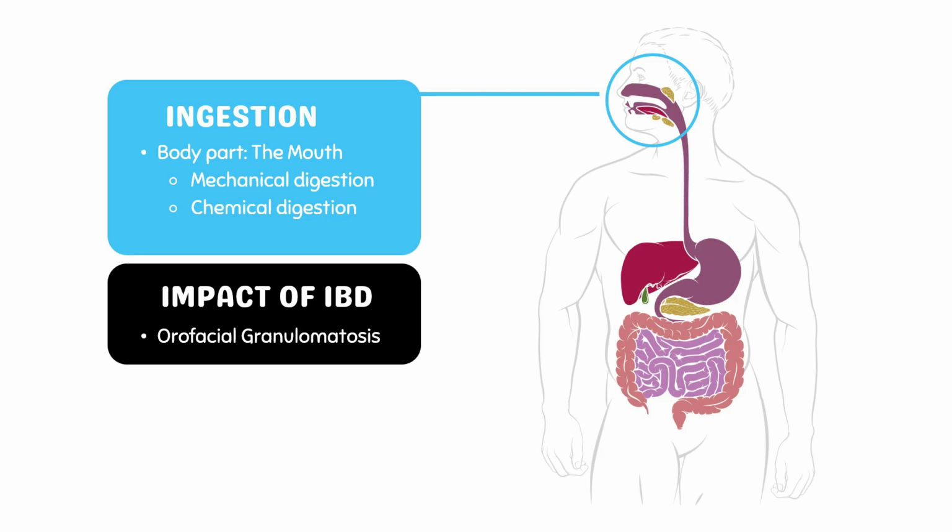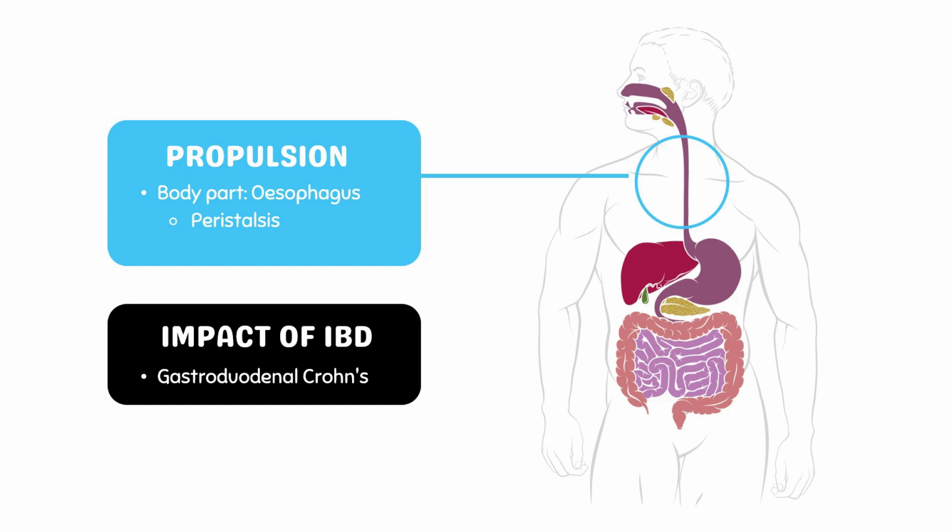The way IBD can impact the mouth is through orofacial granulomatosis. This is generally known as Crohn's disease of the mouth and can make it painful to even eat or speak. The second step is propulsion, and the body part involved is the esophagus. The esophagus is a tube that runs from the mouth to the stomach. It helps facilitate the transport of food from the mouth to the stomach. The way IBD can impact the esophagus is through a subtype of Crohn's disease called gastroduodenal Crohn's disease, which can cause inflammation of the esophagus, although this is not very common.